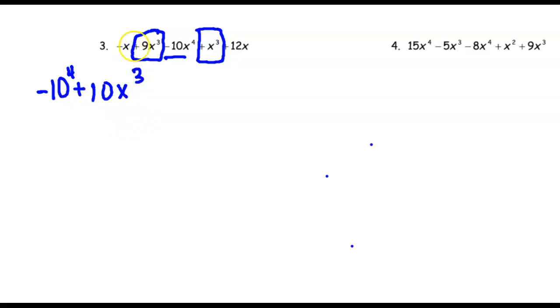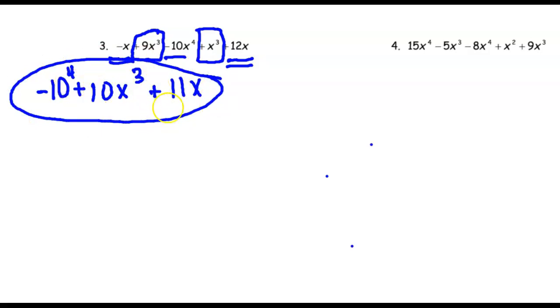Okay, and then now looking at our x's, we've got negative x and we've got a positive 12x. Negative 1 plus 12 is 11x. So that would be our final answer. And notice we start at the highest exponent and we go down.